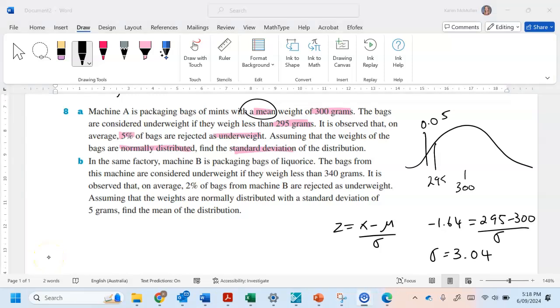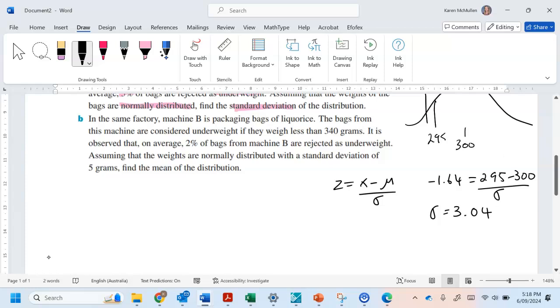Alright, in the same factory, machine B is packaging bags of licorice. The bags from this machine are considered underweight if they weigh less than 340 grams. It is observed that on average 2% of the bags from machine B are rejected as underweight. Assuming that the weights are normally distributed with a standard deviation of 5 grams, find the mean.